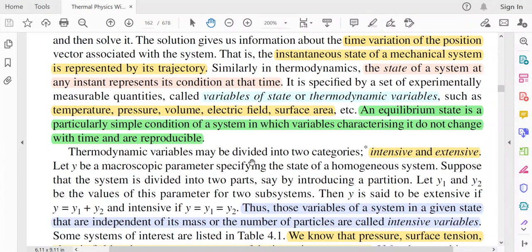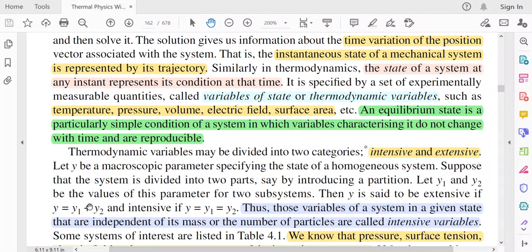Thermodynamic variables may be divided into two categories: intensive variables and extensive variables. Let y be a macroscopic parameter specifying the state of a homogeneous system. Suppose that the system is divided into two parts, say by introducing a partition. Suppose there is a box containing some gas, and we are dividing the box into two parts by introducing a partition.